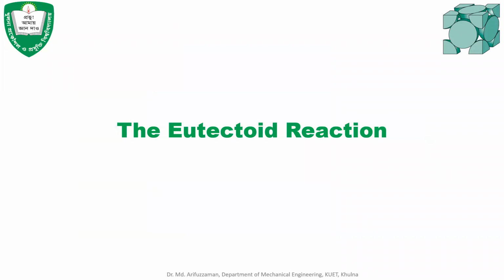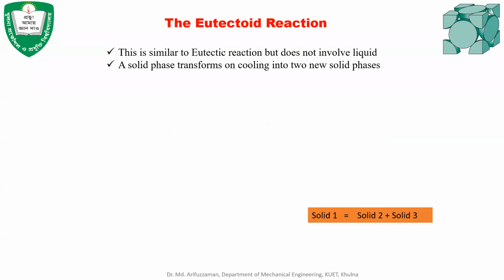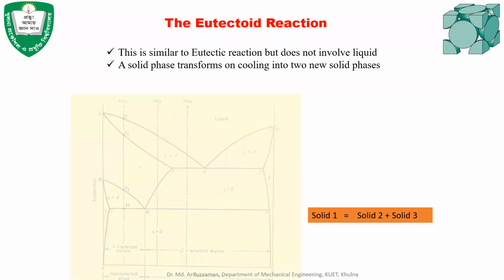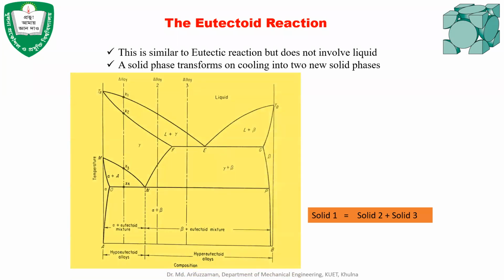So the next one is the eutectoid reaction, and this is a solid state reaction. It does not require a liquid to be present. In the phase diagram it is similar to the eutectic reaction, but it does not involve liquid. A solid phase is transformed into two different solids. That means in the case of eutectic reaction, a liquid is converted into two different solids, and in the case of eutectoid reaction, a solid is converted into two different solids.